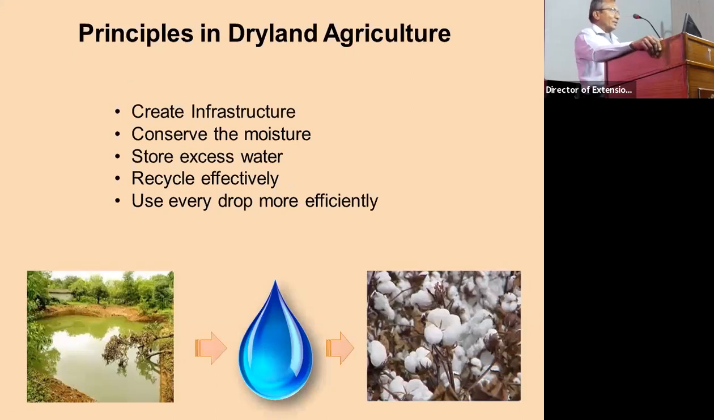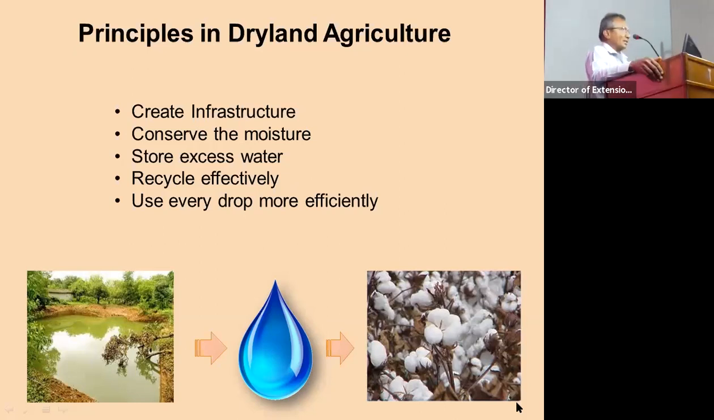In general, you can say some principles in dryland agriculture. These must be there, then only we can be successful in crop production in dry farming areas or rainfed agriculture or dryland agriculture. So we must have some minimum infrastructure facilities. That means either you store water, or land should be leveled, or you have to construct check dams. This kind of infrastructure must be there, first and foremost.